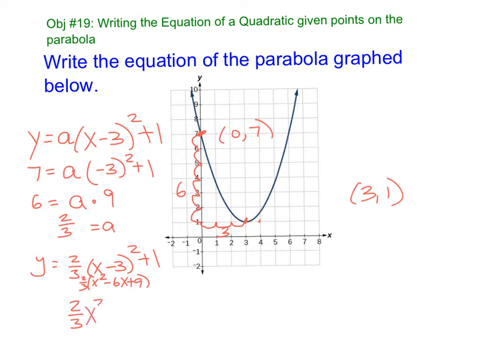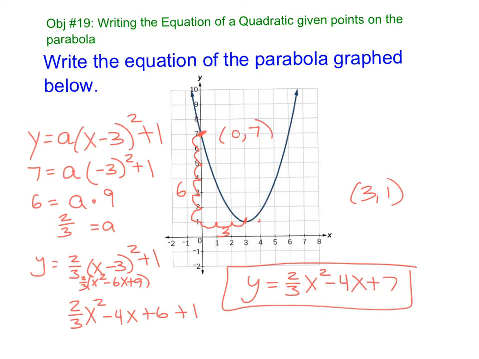2/3 x squared minus 4x. Let's see, 3 plus 6, and then we have that plus 1. So my final answer is 2/3 x squared minus 4x plus 7.